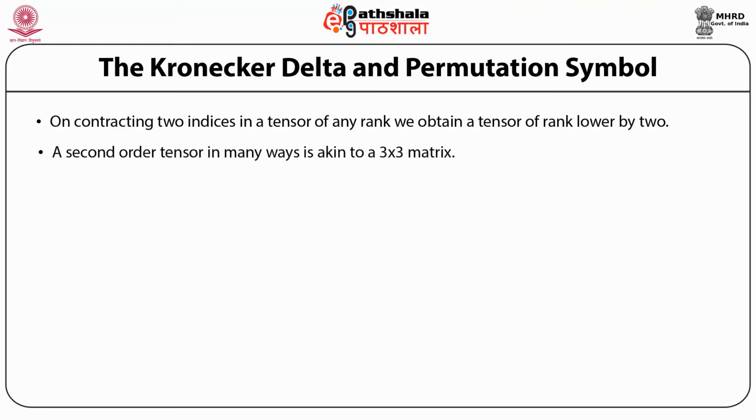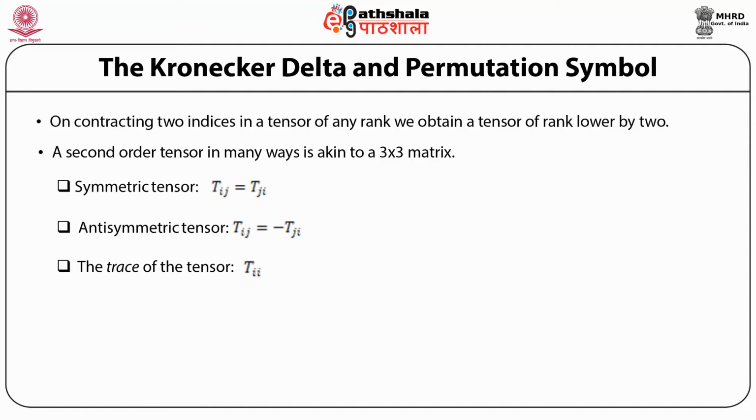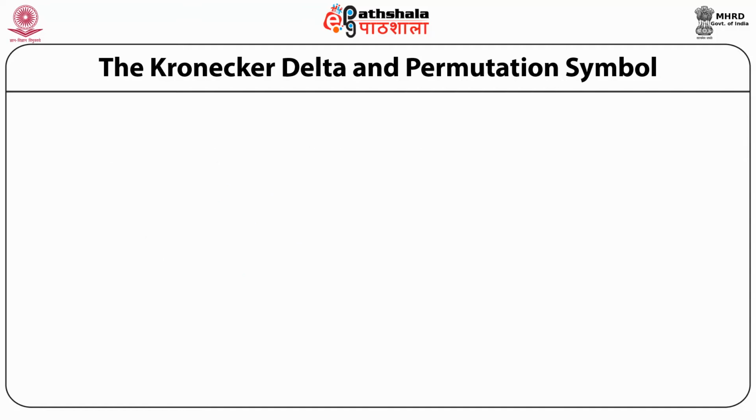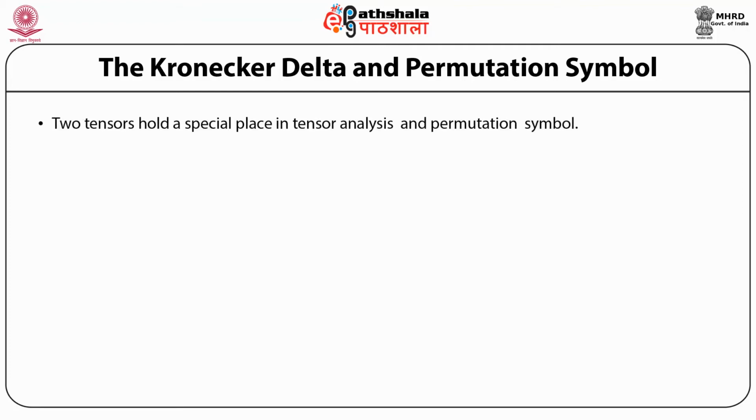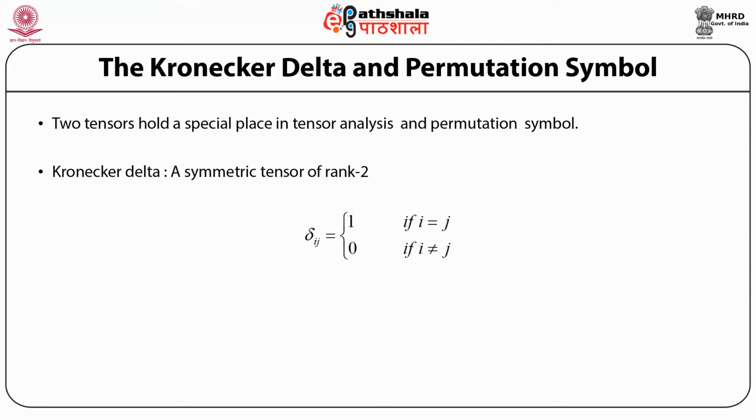A second order tensor in many ways is akin to a 3 cross 3 matrix. Symmetric tensor: T_ij equals T_ji. Antisymmetric tensor: T_ij equals minus T_ji. The trace of tensor is represented by T_ii. Now let us study about the Kronecker delta and permutation symbols. Two tensors hold a special place in tensor analysis: the Kronecker delta and the permutation symbol. Kronecker delta is a symmetric tensor of rank 2. Delta_ij equals 1 if i equals j and 0 if i is not equal to j.